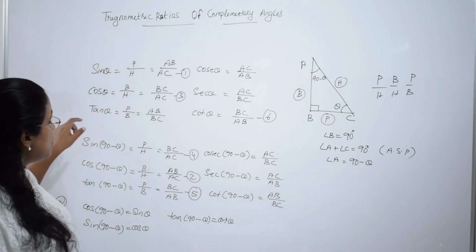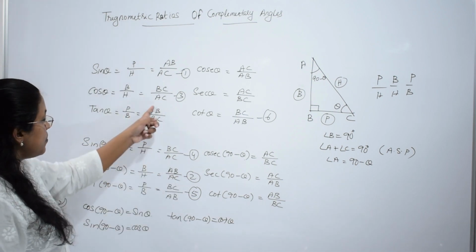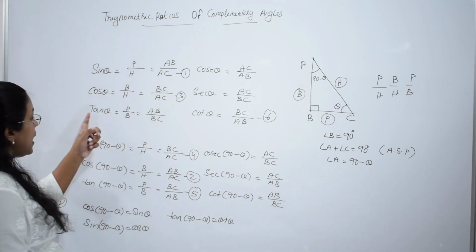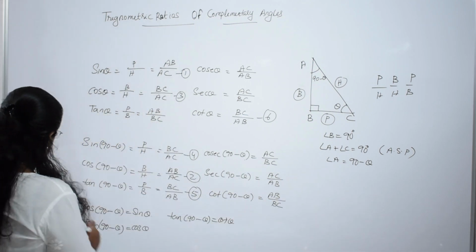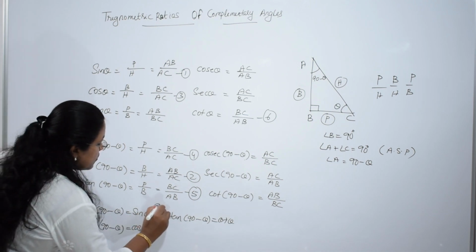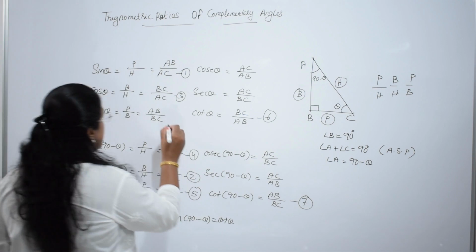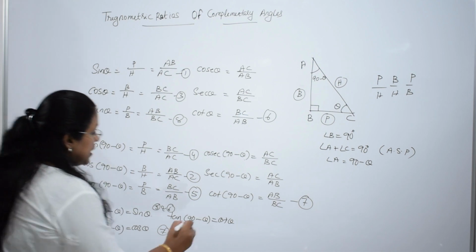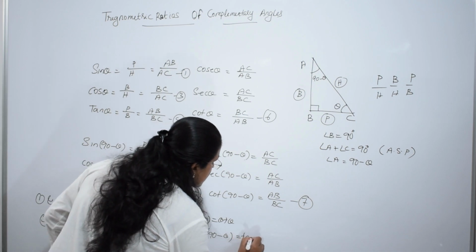Now look at cot 90 minus theta and tan theta. Both are AB by BC. Cot 90 minus theta is AB by BC and tan theta is also AB by BC. This is 1 and 2, 3 and 4, 5 and 6, and this is 7 and 8. So comparing 7 and 8, we get cot 90 minus theta is equal to tan theta.